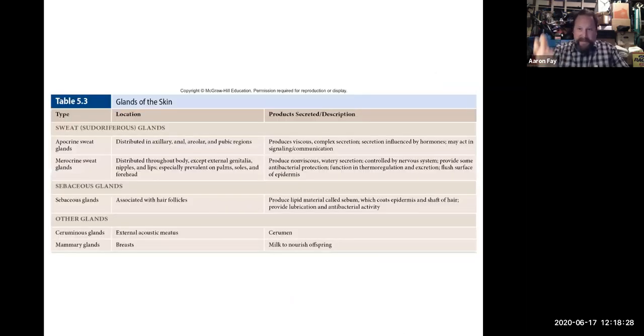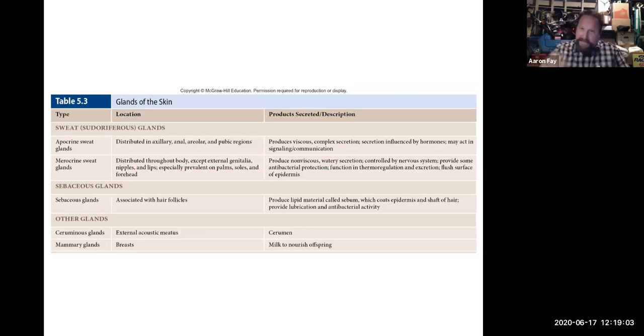So this is a very nice table summing up the differences between the different types of exocrine glands. There are 2 that I have not mentioned yet: mammary glands, the glands that produce milk. We'll talk about those in the last day of class when we cover reproductive. And ceruminous glands. These are glands in your ear canal, your external acoustic meatus, which produce a material called cerumen, which we refer to as earwax. It's very similar to sebaceous glands.